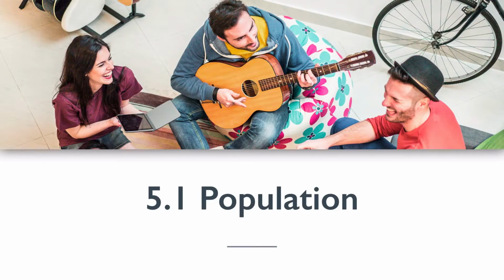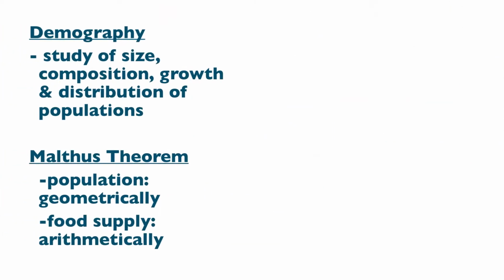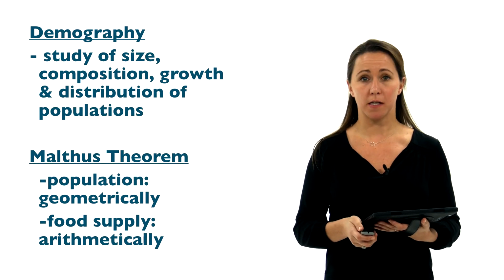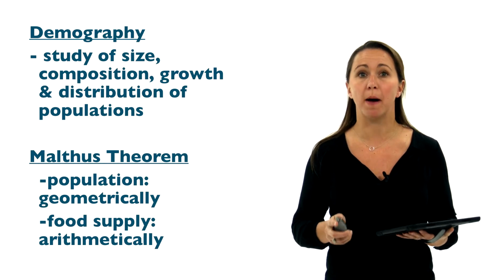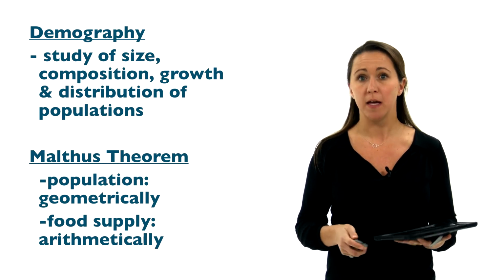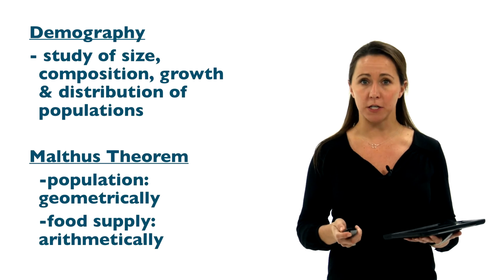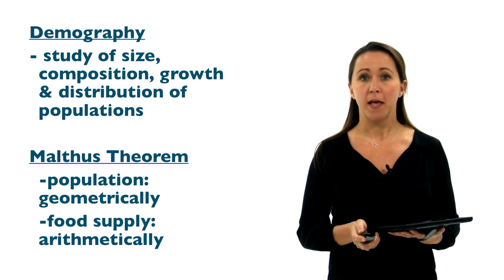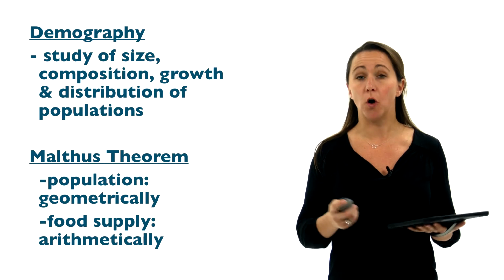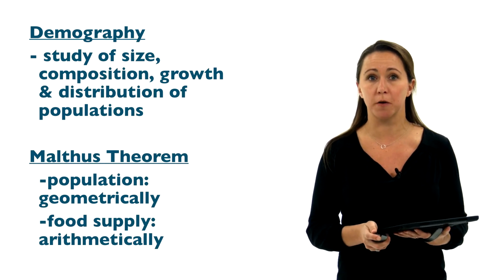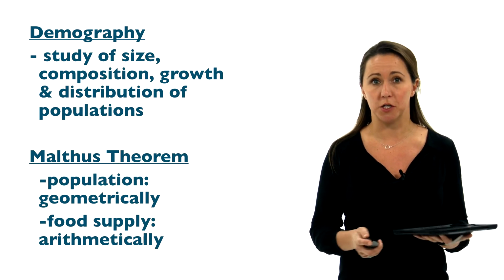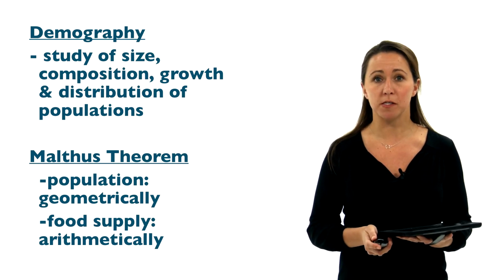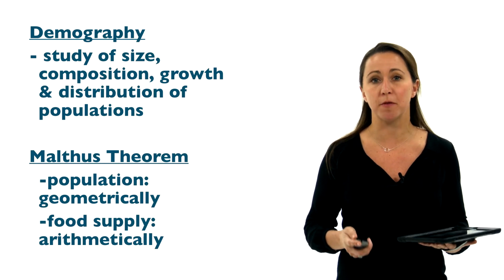To begin our discussion on social patterns, we'll start with population. Demography is the study of the size, composition, growth, and distribution of populations and the changes in them in response to birth, migration, aging, and death. Demographic analyses can be applied to whole societies or to just particular groups that are defined by criteria such as education, nationality, or religion. Thomas Malthus is a theorist who proposed the Malthus theorem.